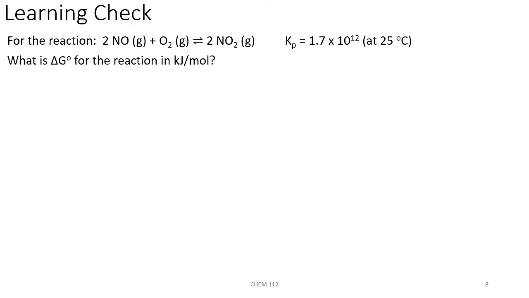For the reaction, 2 moles of NO gas plus 1 mole of O2 gas forming 2 moles of NO2 gas, we are given our Kp, 1.7 times 10 to the positive 12 at 25 degrees Celsius. And this is a big value for K sub P. And remember that a big value told us that it was a product favored equilibria. So that should mean at equilibrium, we have more products than reactants due to having a large value for the equilibrium constant. What is delta G sub naught for the reaction in kilojoules per mole?